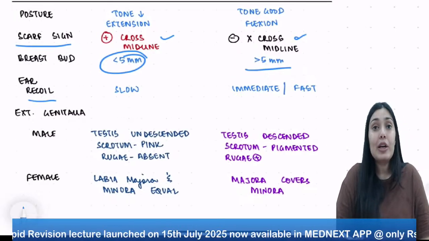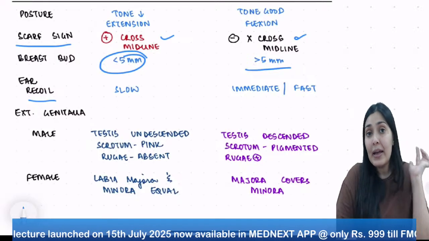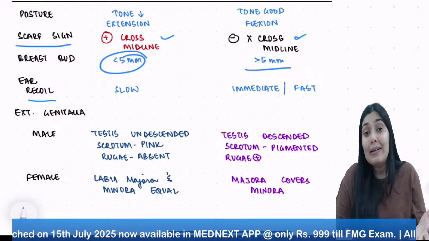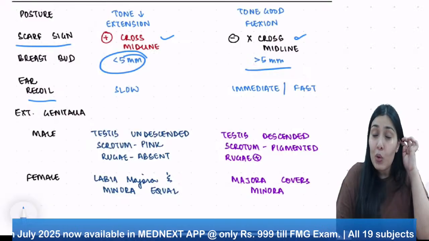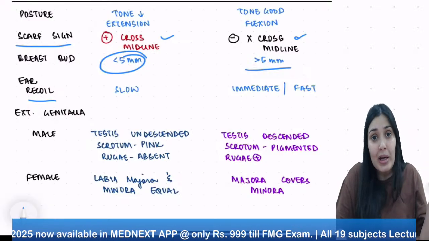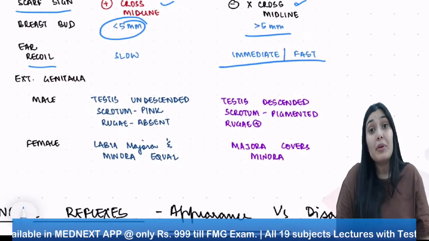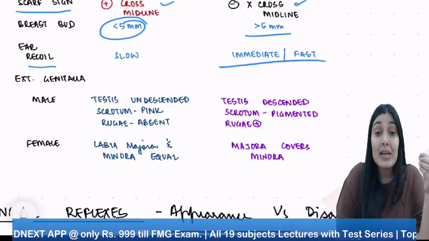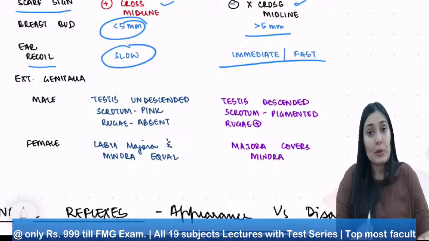If you look at the ear recoil, what is ear recoil? If I fold the ear and wait for the recoil, in a term baby the cartilage is very well developed, just like our ears. So I can notice in my ear the recoil is immediate. So in a term baby, you will notice an immediate and fast recoil. But in a preterm baby, because the cartilage is not very well formed, it is very soft, this recoil would be very slow.